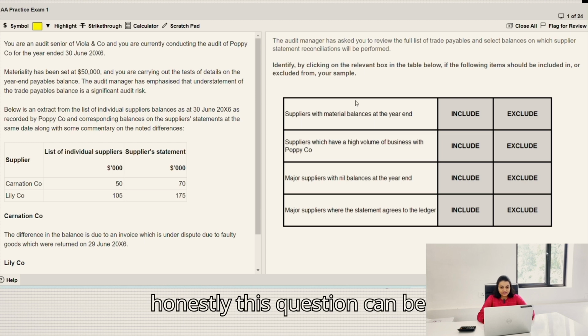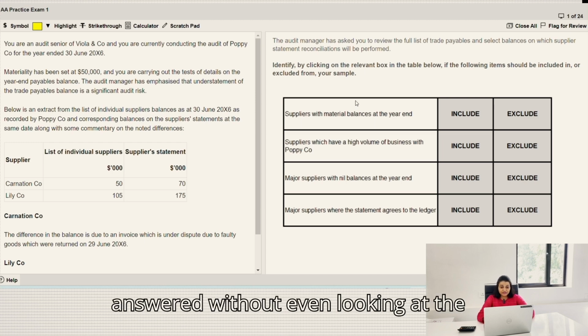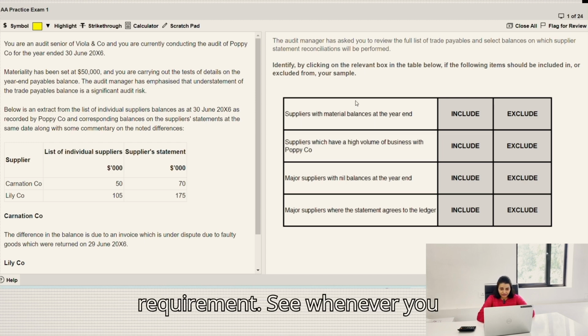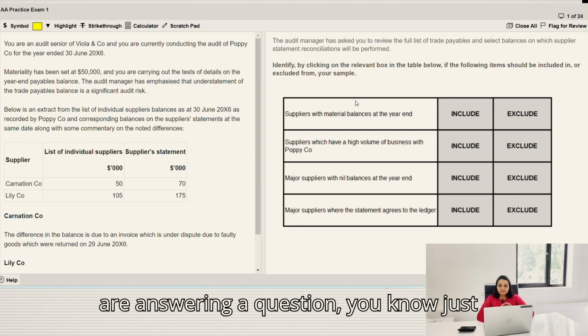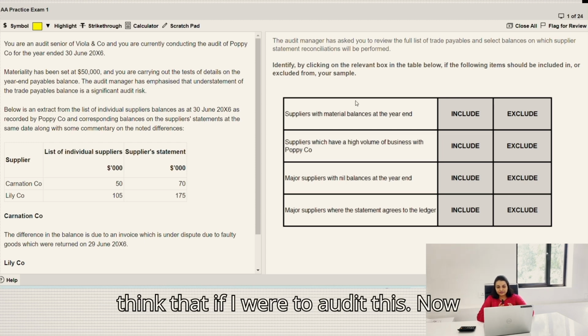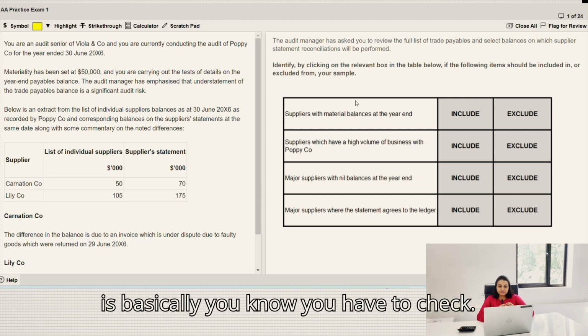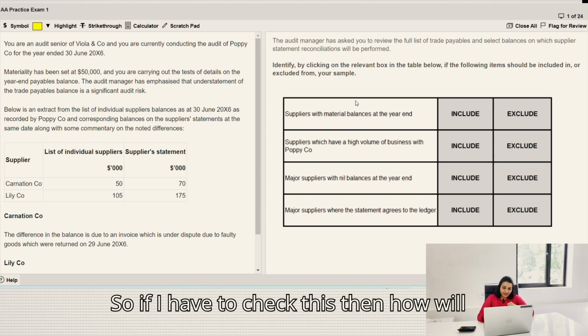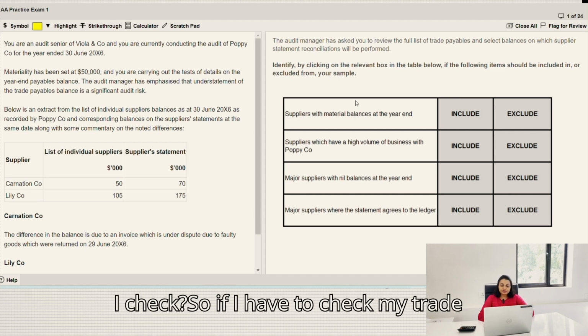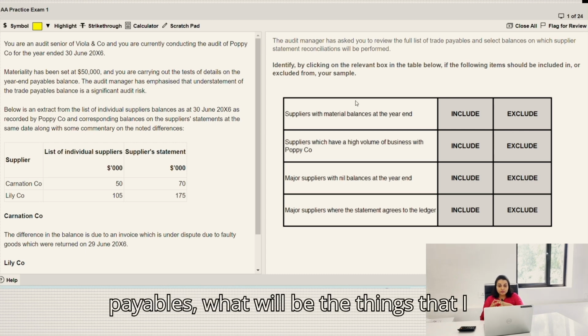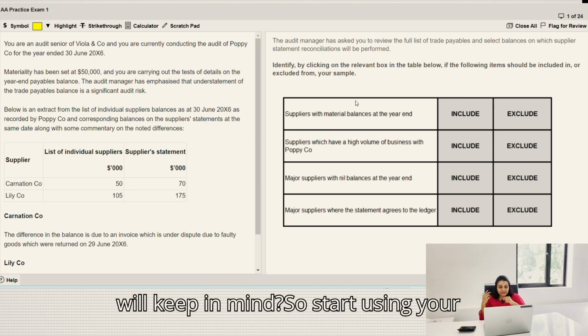Honestly, this question can be answered without even looking at the requirement. When you are answering a question, just think: if I were to audit this. What do you mean by audit? Basically, you have to check. So if I have to check my trade payables, how will I check, and what will be the things that I will keep in mind?